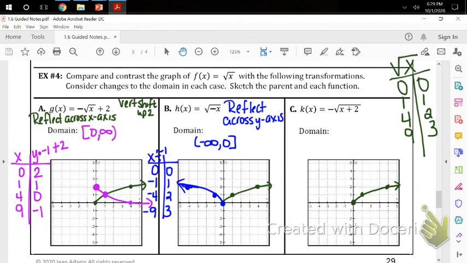Then for C. C has a negative in front, which is a reflection across the x-axis. And it's got that positive 2 inside. It's inside with x, so we know it's horizontal. Being added or subtracted, so we know it's a shift. And a plus 2 is going to go to the left 2.